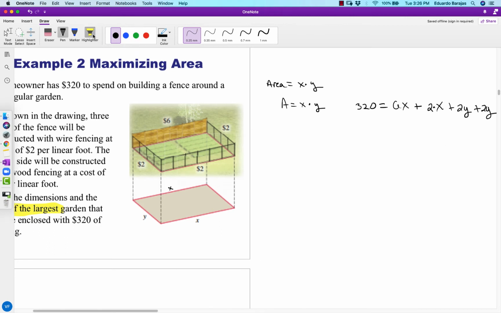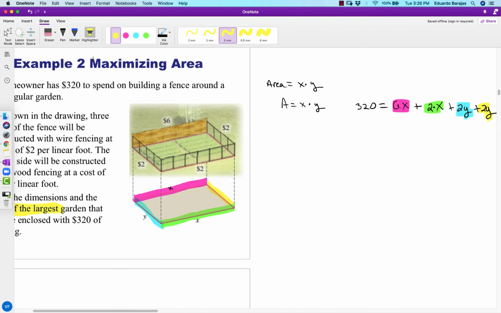Good. So let's highlight things. This 6 times x represents the cost to build that wall over there. This 2x represents the cost to build this wall over here. Remember, this one's made out of wire, so it's only $2 per foot. And then we have this one over here, that's this 2y. And finally, we have this one over here, which is that one.